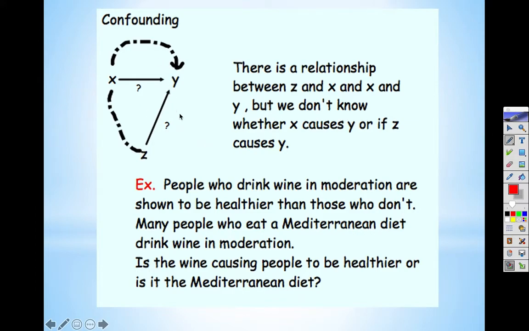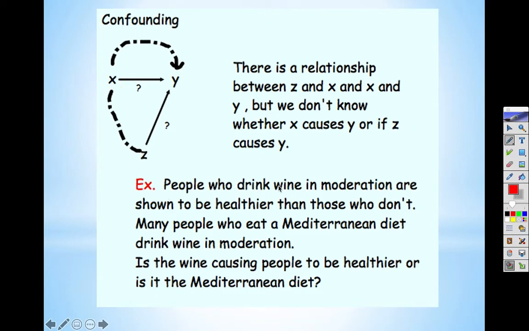The last one is confounding. And this one you could see has a lot going on, meaning there is a relationship between X and Z, dotted line. There is a relationship between X and Y, dotted line, but we don't know whether it's that X causes Y or is it that Z causes Y. Meaning we know that all these things are related, and we know two of them happen first, but we're not sure which of them causes the final response. Here's an example, meaning there's a lot of things mixed together.